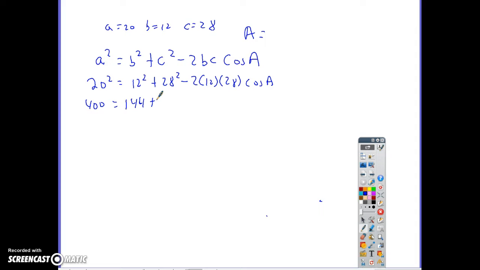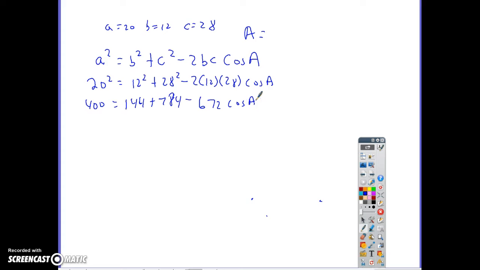28 squared is 784. Good. Minus 2 times 12 times 28, which is 672, cosine of A.